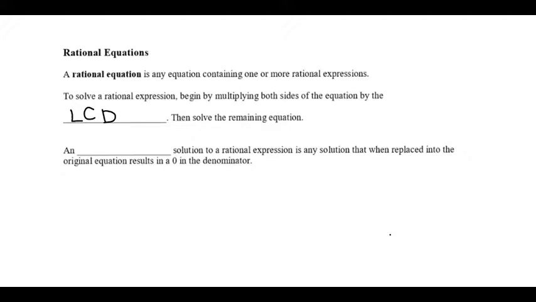Then solve the remaining equation. If it's a linear equation, we'll isolate x. If it's a quadratic equation, which means to the second power, we'll factor it and then solve for x. When we're solving rational equations, we do have to look for an extraneous solution. That's an E there.